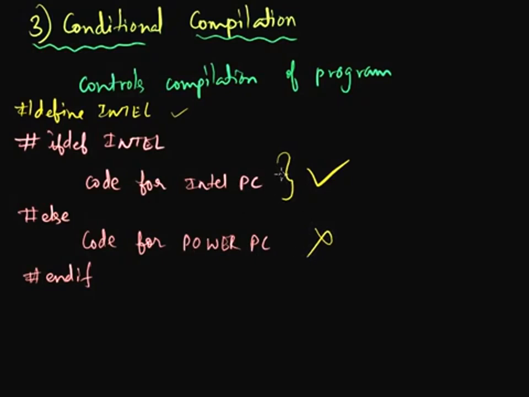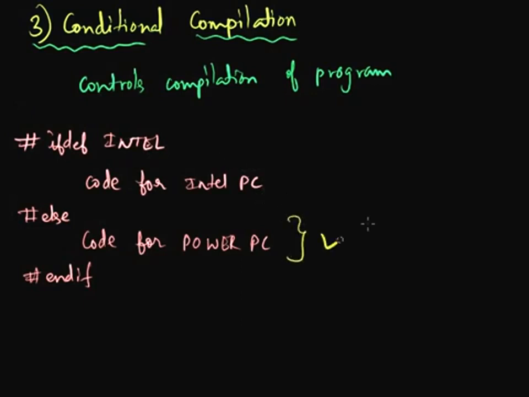So what we have at the end is the expanded source code for the Intel PC, not for the power PC. If you have not defined Intel, this means that the code for power PC will be expanded. This will be deleted in the expanded source code.